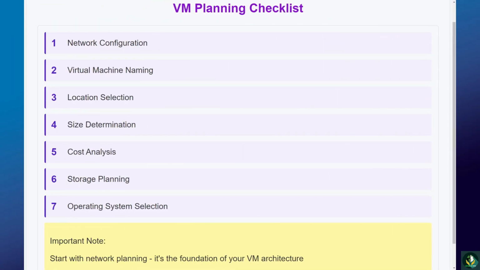When planning an Azure virtual machine deployment, a systematic approach ensures optimal configuration and performance. The planning process involves several critical decisions that will impact the VM's functionality, accessibility, and cost-effectiveness. Network configuration serves as the foundation of your VM architecture.